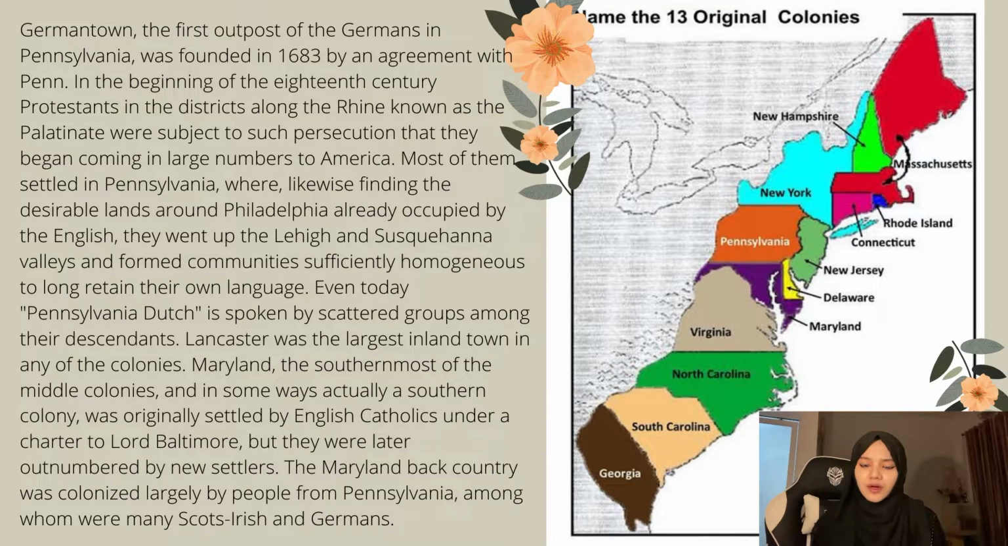Maryland, the southernmost of the middle colonies, and in some ways actually a southern colony, was originally settled by English Catholics under a charter to Lord Baltimore, but they were later outnumbered by new settlers. The Maryland backcountry was colonized largely by people from Pennsylvania, among whom were many Scotch-Irish and Germans.